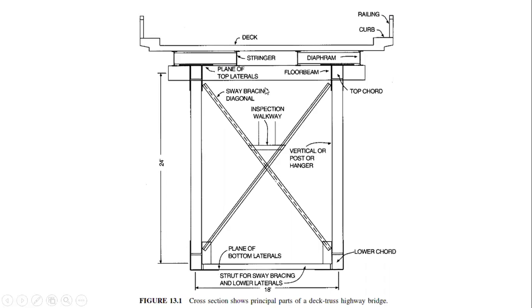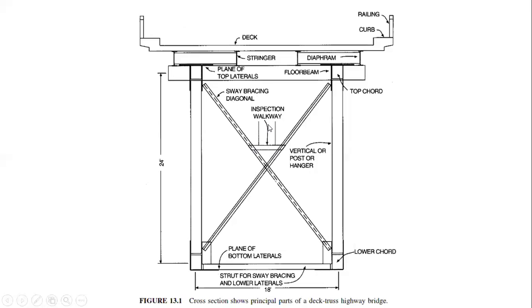Because such types of bridges require regular inspection, I have to provide a cross bracing here, from top chord to the bottom chord. So this is called your sway bracing. Then on this sway bracing, I have to provide at this level a platform, which is called your inspection gallery. For inspecting the health of this bridge, we have to use this platform. So this platform runs continuously throughout the bridge. It is called inspection gallery or inspection walkway.